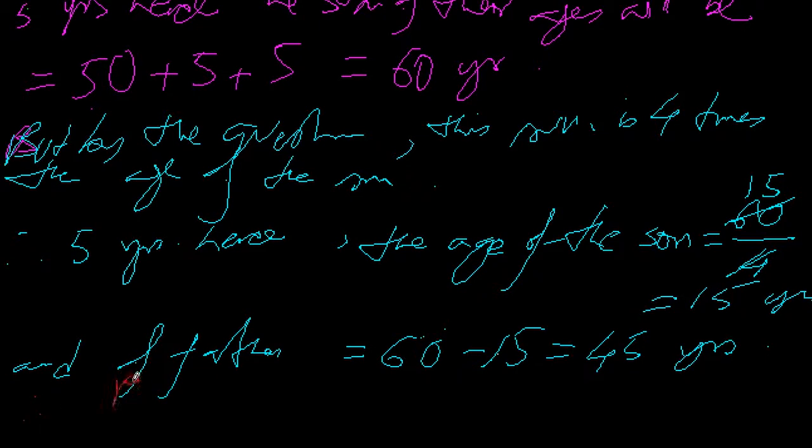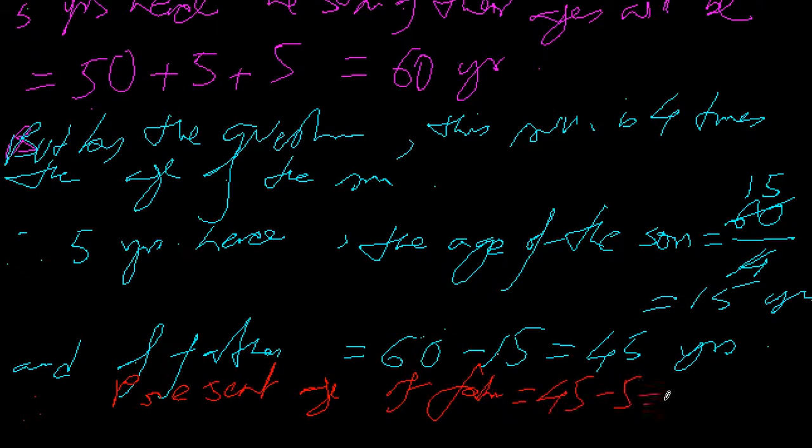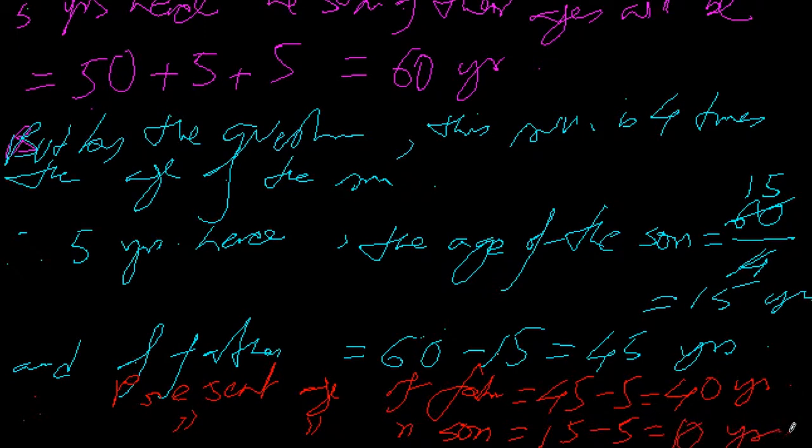Therefore, the present age of father is 45 minus 5, that is 40 years, and the present age of son is how much? 15 minus 5, that is 10 years. Right? Hope this is clear.